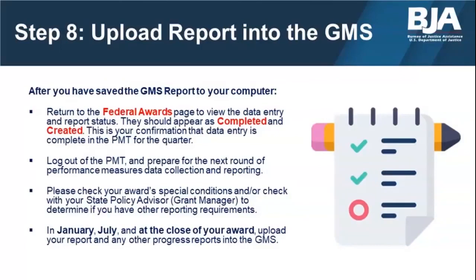Step 8. Upload your report into the GMS. After you've saved the GMS report to your computer, return to the Federal Awards page to view the data entry and report status. They should appear as completed and created. This is your confirmation that data entry is complete in the PMT for the quarter. Log out of the PMT and prepare for the next round of performance measures, data collection, and reporting.